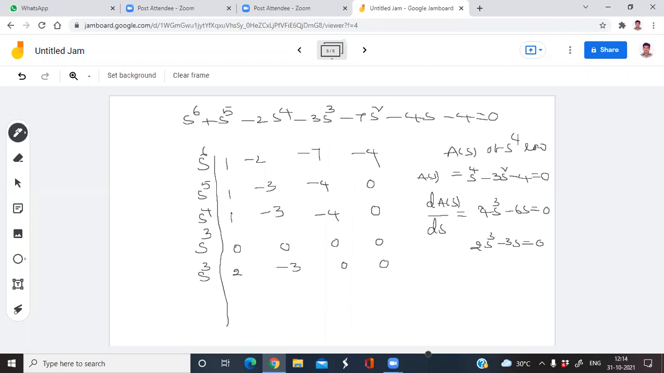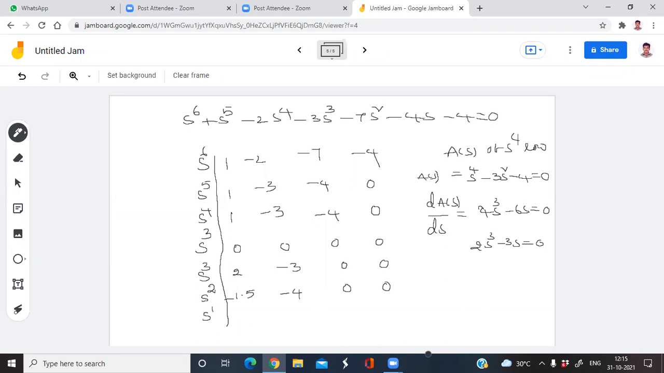Is it clear? Now tell me s^2. What is the first element? 2 into minus 3, minus of 1 into 0, divided by 2, so minus 1.5. And here 2 into minus 4, minus 0, by 2, so minus 4. Remaining are 0.